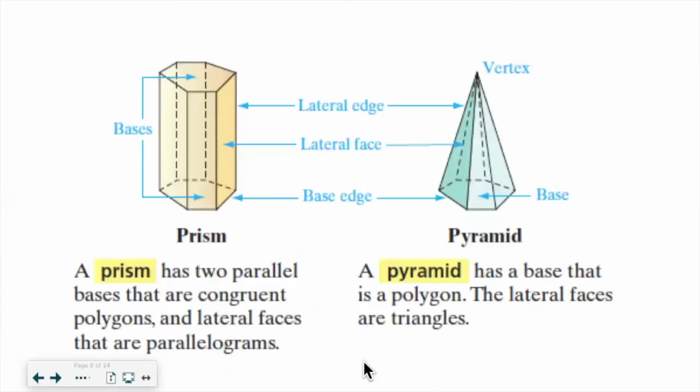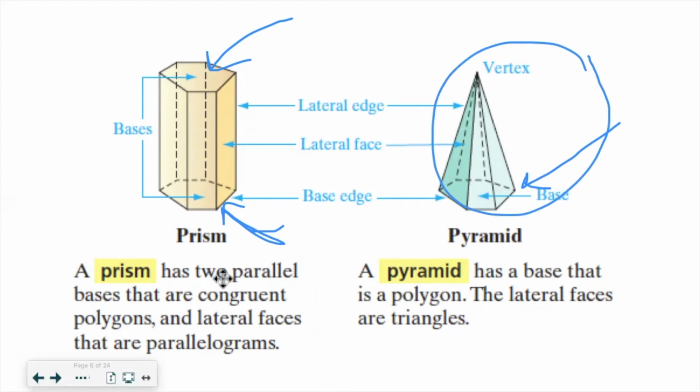All right, so here's some more vocabulary. When we talk about the bases, we are talking about basically the top and the bottom, which are the same shape. In this case, we only have 1 base when it's a pyramid. And then the lateral faces are all triangles. They are all rectangles on prisms.